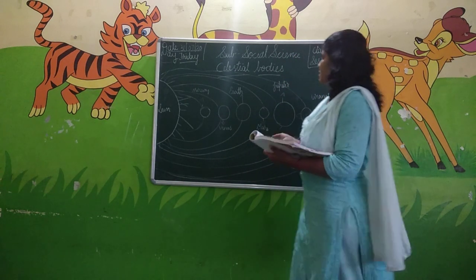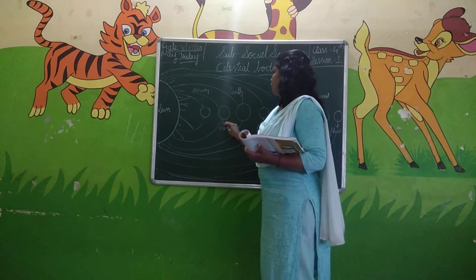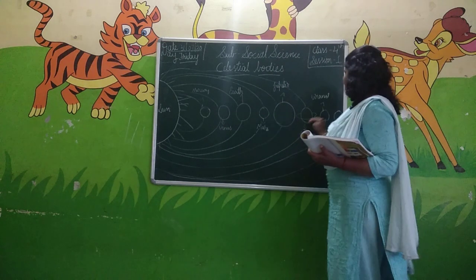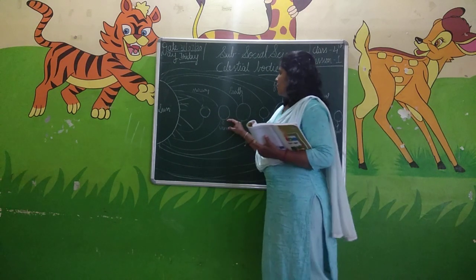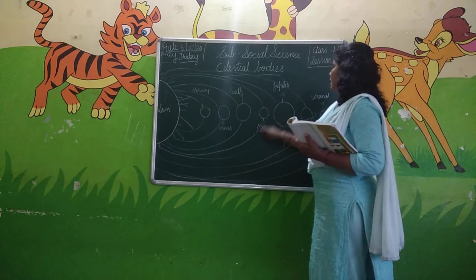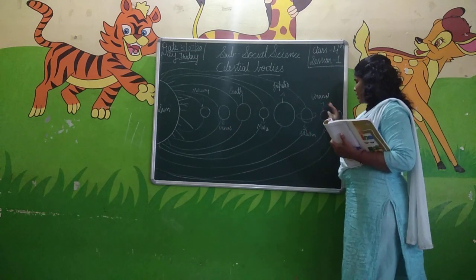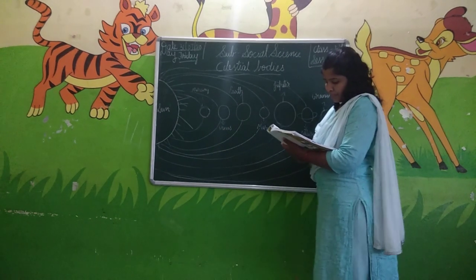Okay, how many planets are there? Total 8. 1, 2, 3, 4, 5, 6, 7, 8. Okay, name them: Mercury, Venus, Earth, Mars, Jupiter, Saturn, Uranus, and Neptune.